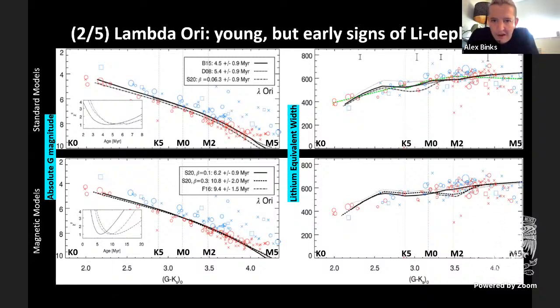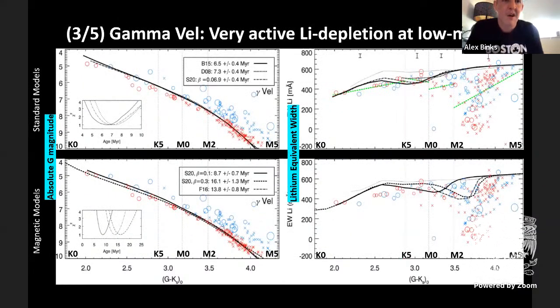So the next plot is the one that I find the most interesting cluster because there's so much physics going on in this cluster. There's so many evolutionary processes. And this is for gamma Vel. Now we start to see some real differences between the standard models and magnetic models. Because it's one thing to say that they are different, but it's another thing to say which ones work best. So as you can see, the standard models do a reasonable job of fitting the color magnitude diagram. Probably still a bit too bright at high masses and a bit too faint at low masses. The shape of the magnetic models are better, I would say, overall for the color magnitude diagram.